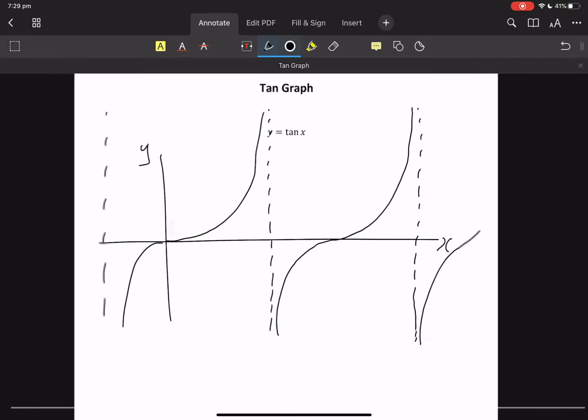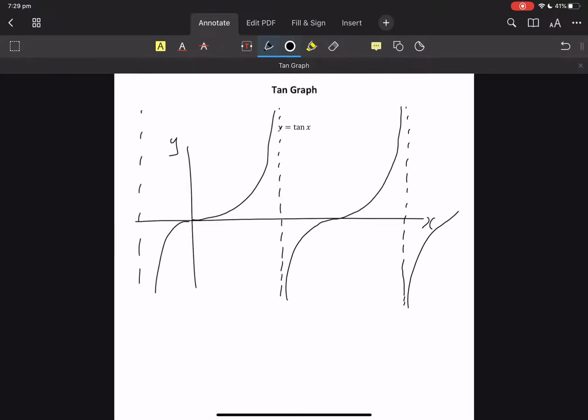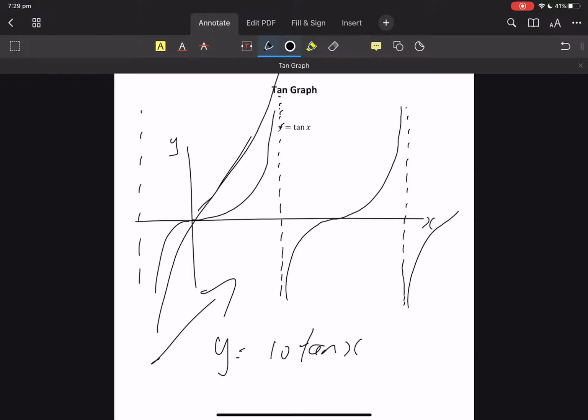Can't go back any further. So that's the tan pattern. Realistically, y equals 10 tan x still just looks like that. It's just a bit steeper. You still have the same asymptotes there. It would just go like that a little bit more.